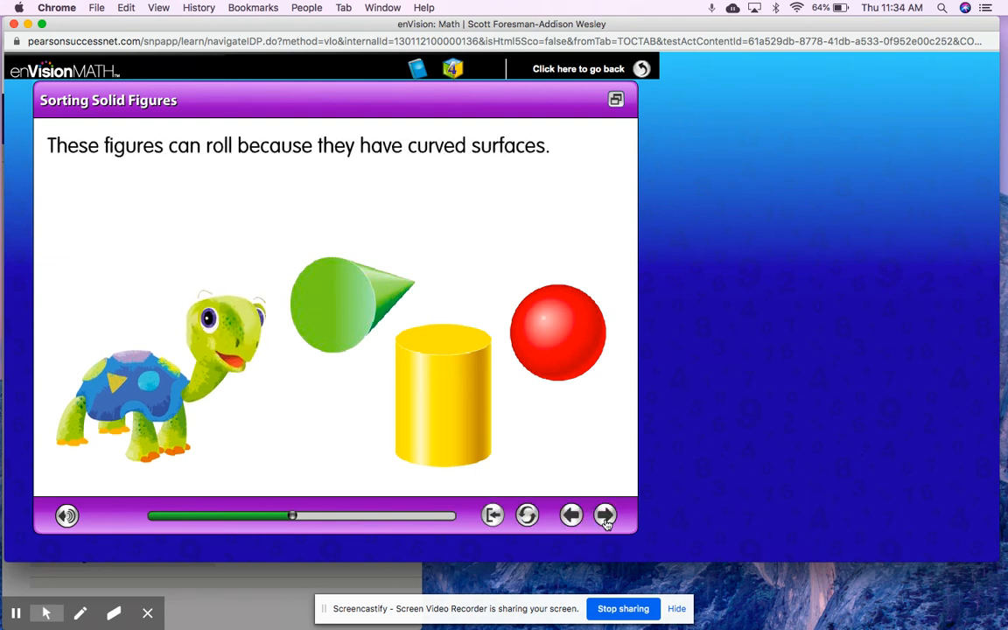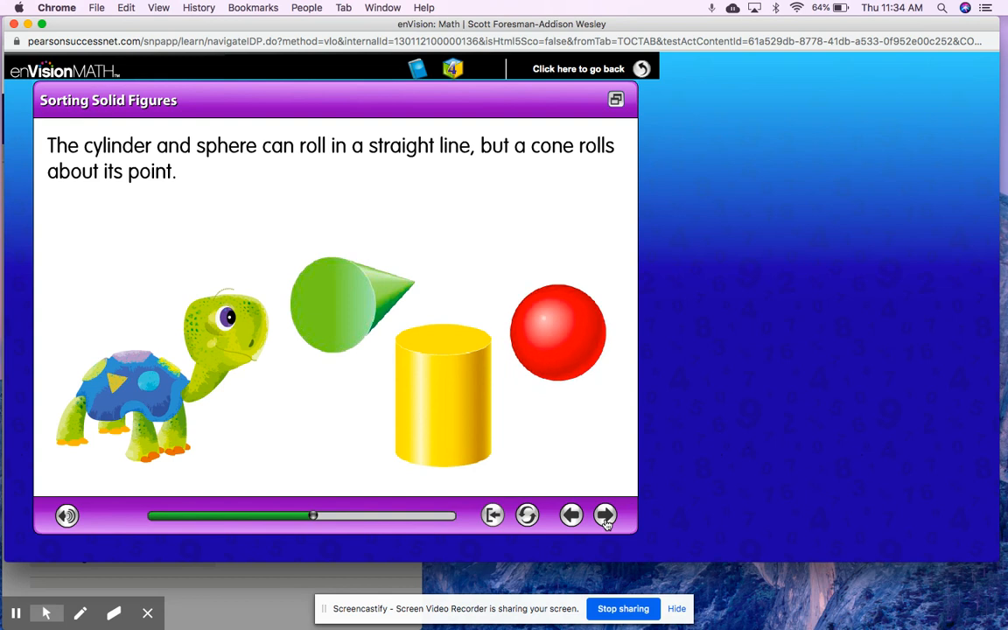These figures can roll because they have curved surfaces. The cylinder and sphere can roll in a straight line, but a cone rolls about its point. So what that means is that the cone is a little bit different because it does have a vertex at the top. When you try and roll a cone, it's going to roll in a circle rather than rolling in a straight line like the cylinder and sphere can do.